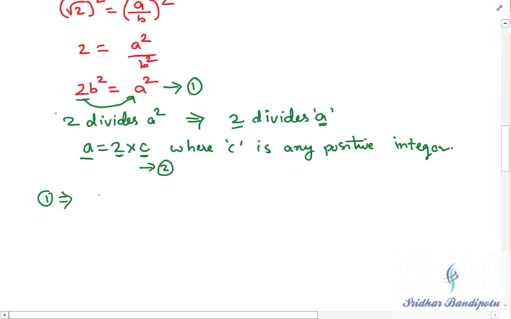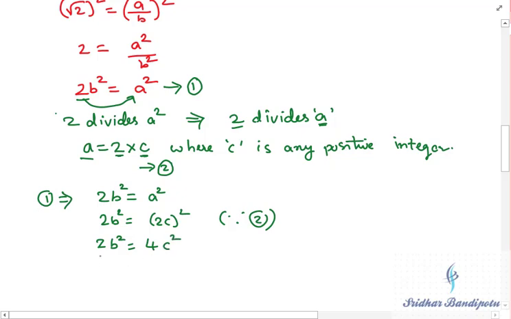From the first equation we can say 2b square equals a square. This is the first equation. So in this equation I am writing the value of a, that is 2c, 2c whole square. This is from the second equation. So you will get 2b square equals 2 square is 4c square. So 2 one time, 2 two times, we can cancel it. So we will get b square equals 2c square.